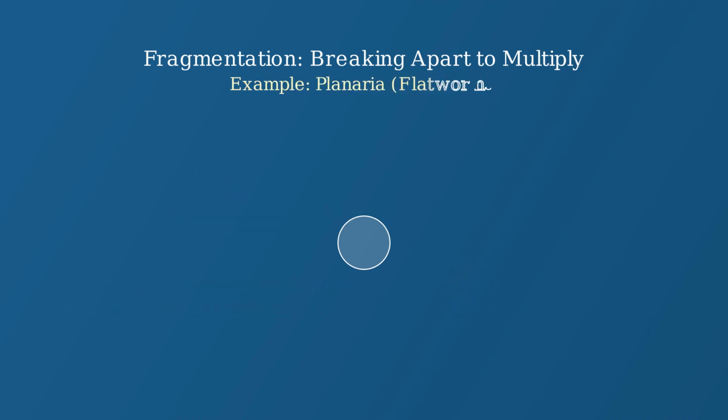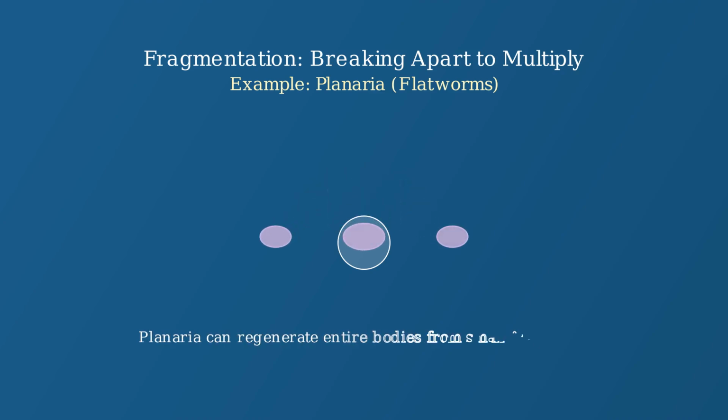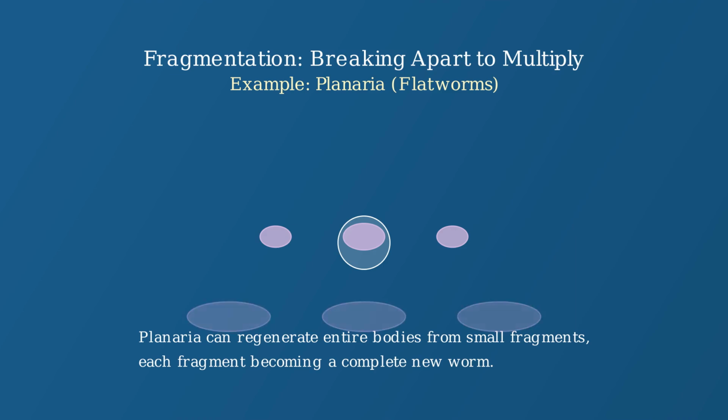Planaria, or flatworms, demonstrate an even more remarkable ability. They can be cut into multiple pieces, and each piece will regenerate into a complete new worm. Scientists have shown that planaria can regenerate from fragments as small as 1/300th of the original worm. Each fragment contains special cells called neoblasts, which act like stem cells to rebuild the entire body.